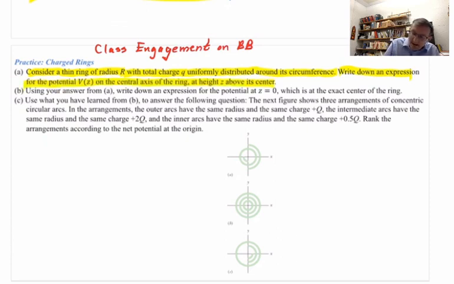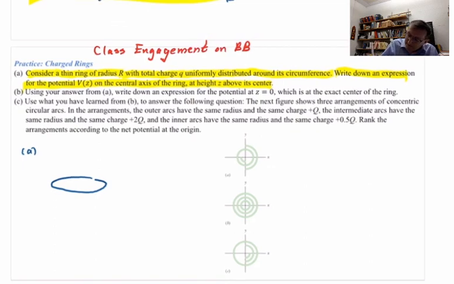So in part A, what you have to imagine is that you have a ring. And then there's the center, and there's the z-axis going up. There you are at a point, height z. The ring has radius big R, total charge q. It's a ring, though, not a disk. It's got a hollow interior. Write down the formula for V of z.